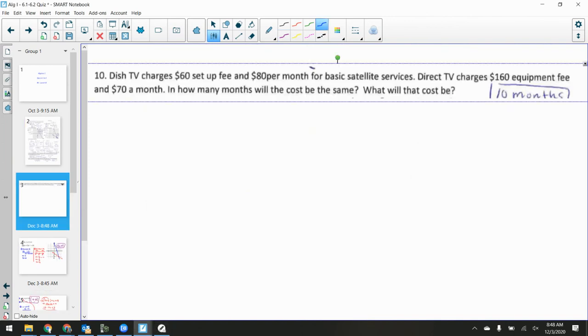Dish TV charges $60 setup fee and $80 per month for basic satellite services. DirecTV charges $160. Oh, this is a lot like the one that we had in the homework the other night. Very similar. So the first place charges a $60 setup fee, but charges $80 per month. The second place, DirecTV, charges a lot more, $100 more setup fee, but they only charge $70 per month. So at some point, we're going to recoup that money, right? Because they charge less. DirecTV charges less. How long is that going to be?